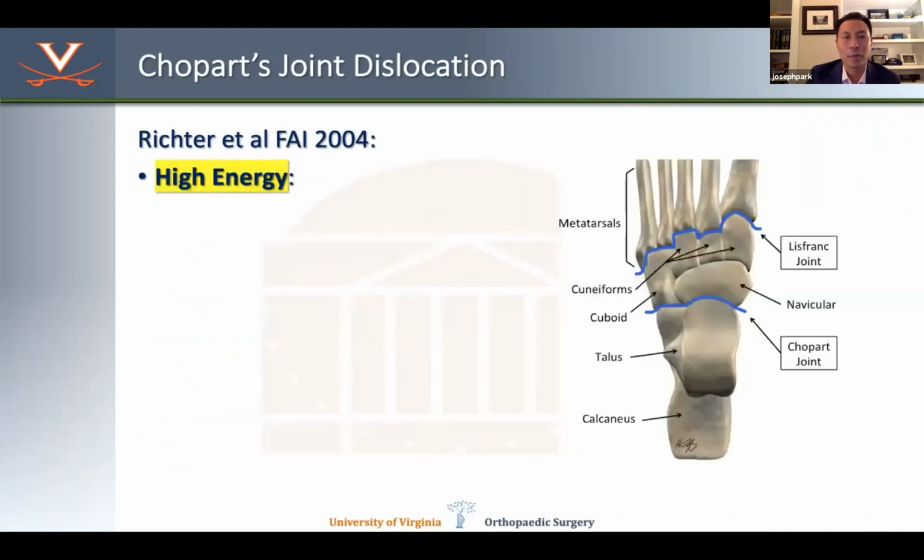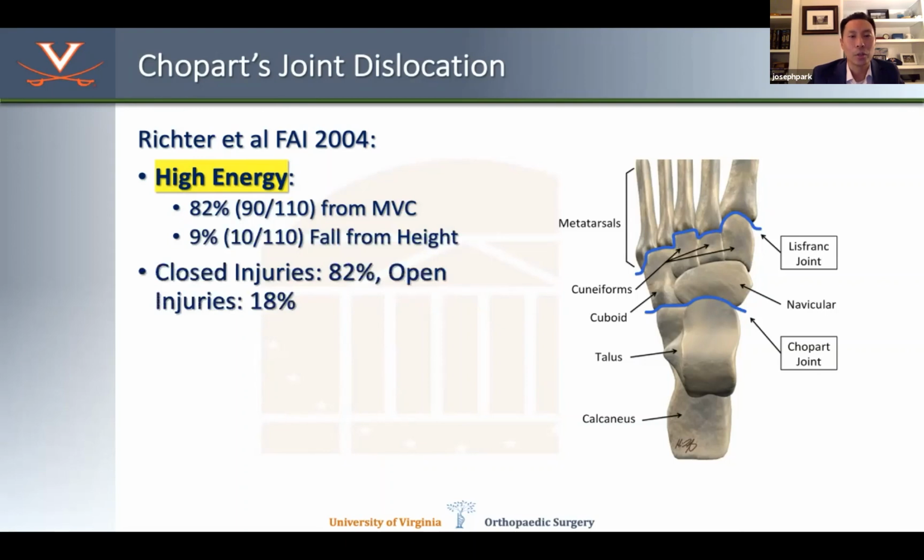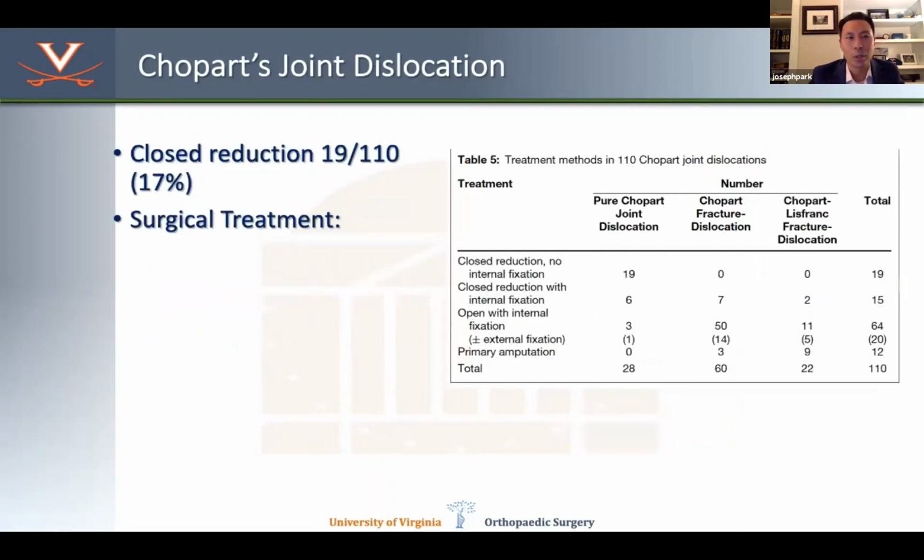And in the study by Richter et al. in 2004, these are all high energy injuries. So 82% of them were from a high speed motor vehicle collision. 9% were from fall from height. And closed injuries were 82%, and open injuries were actually 18%, which is actually quite high if you think about it. 25% of these were polytrauma patients.